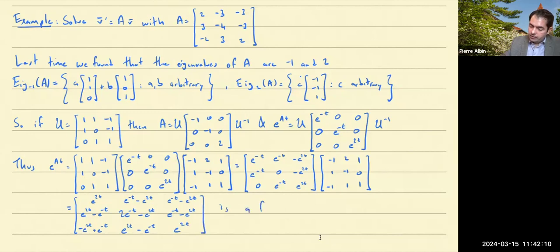And again, this is a fundamental solution matrix. So we've solved this differential equation. The general solution is just multiply this by a vector of constants.